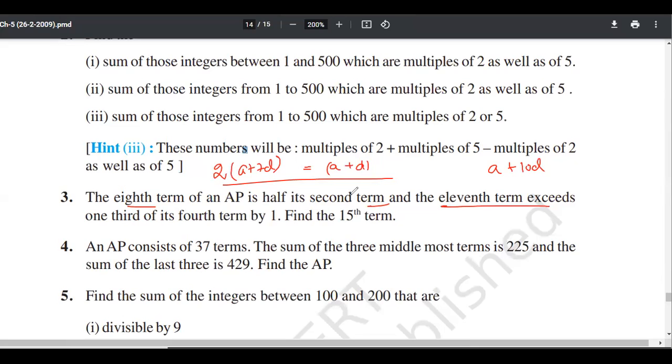Find its 15th term. So it is being given to you that the 11th term means a plus 10d exceeds, means ज्यादा है. ये ज्यादा है कितना? 1/3 of its fourth term. मीन्स अगर मैं इसमें से 1/3 of its fourth term को माइनस कर दूं, 1/3 of its fourth term means a plus 3d, then it will be equivalent to how much? That will be equivalent to 1. Okay, now try to find out the value of a and d.